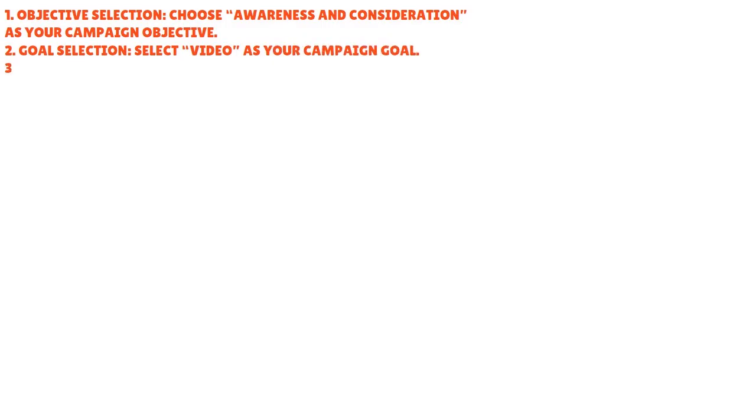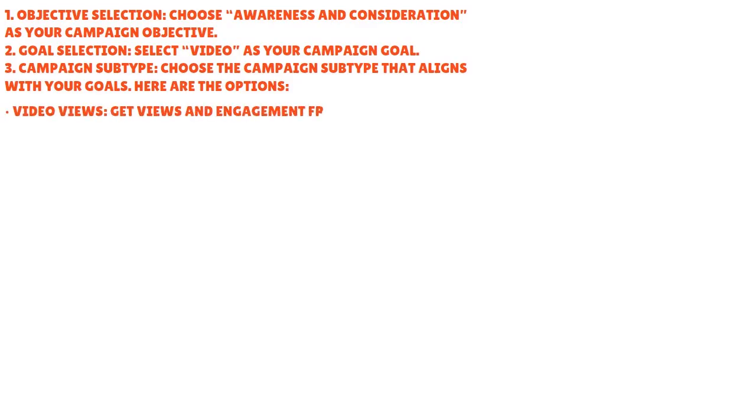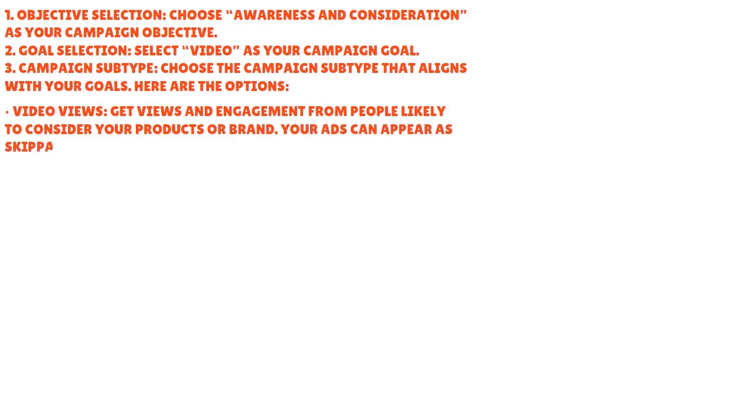And you want to select a goal. So select video as your campaign goal. And for a campaign subtype, it really depends on the niche you are targeting, but also the vision you have for that ad campaign. So choose the campaign subtype that aligns with your goals. There are actually 5 options. So you have video views. You can get views and engagement from people likely to consider your products or brand. Your ads can appear as skippable in-stream, in-feed, and shorts ads.